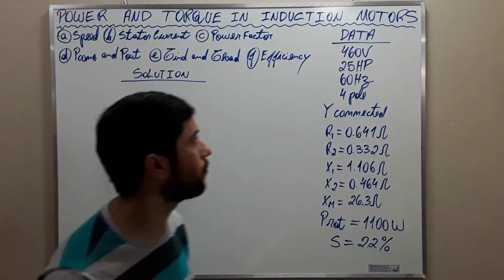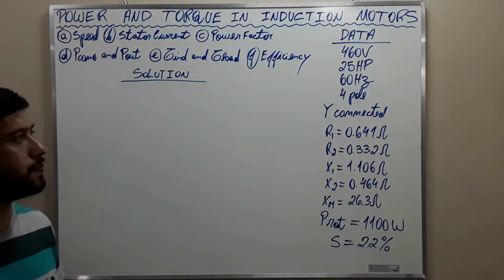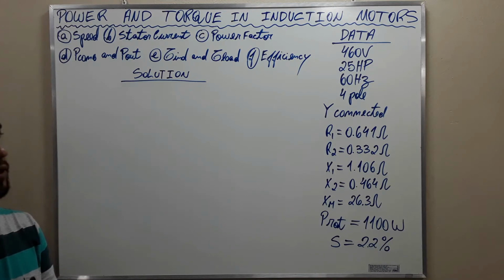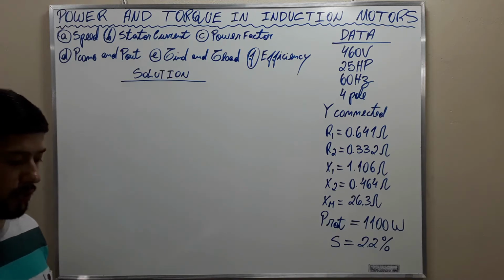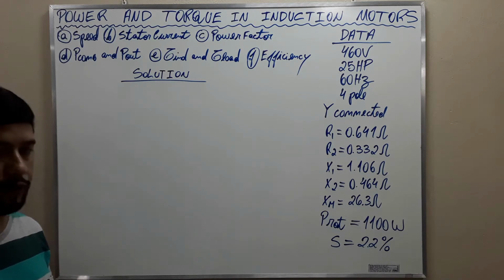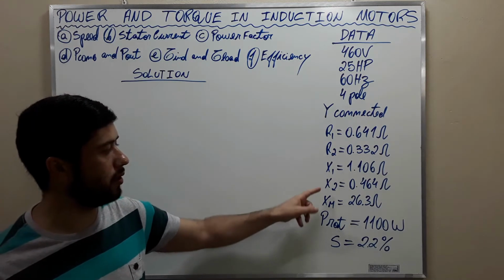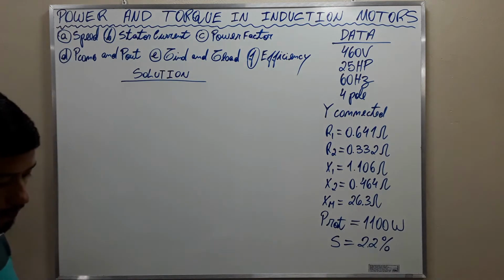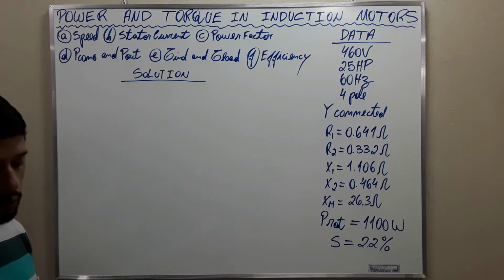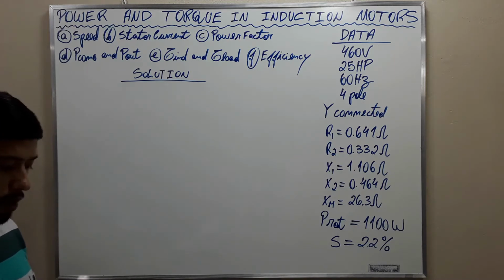Let's go. A 460 volts, 25 HP, 60 Hertz, 4-pole, Y-connected induction motor has the following impedances in ohms per phase referred to the stator circuit: R1, R2, X1, X2, Xm. The total rotational losses are 1100 watts and are assumed to be constant. The core loss is lumped in with the rotational losses.